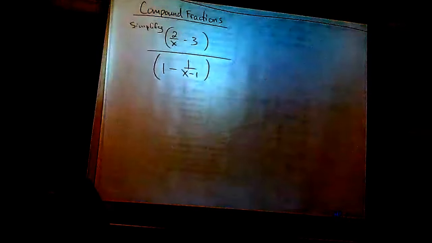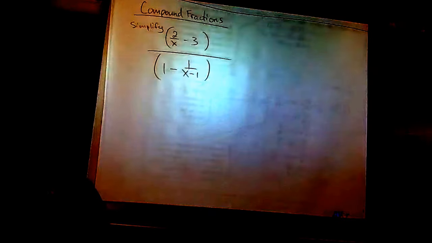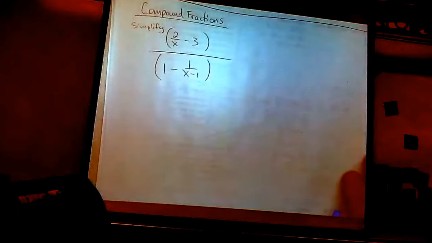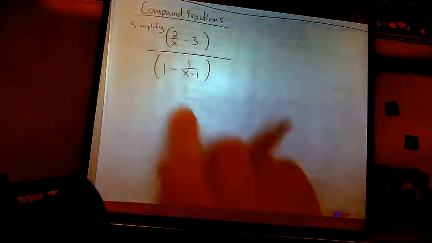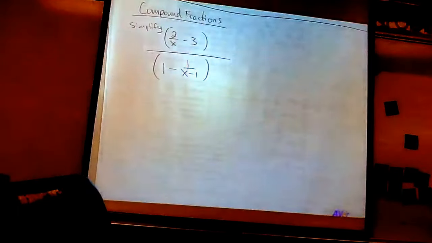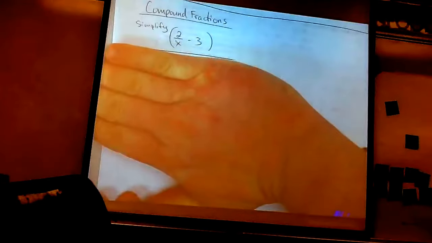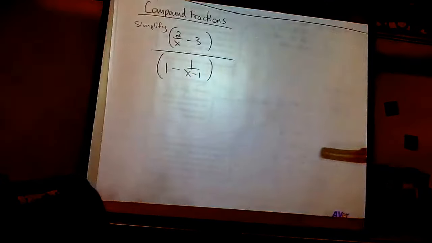Any ideas of what we're going to do? No idea, Tyler? Nothing? Flip them. Why? Flip? There's nothing to flip. You can't flip. Later we will. Long story short, ignore that, simplify the top. Ignore that, simplify the bottom. Then we'll see what happens.